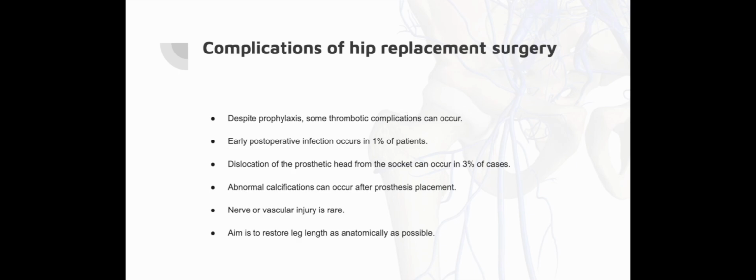Dislocation of the prosthetic head from the socket can occur in up to 3% of cases, particularly in early postoperative phases. Provocative movements like getting up from a deep chair, overextending the hip, or twisting during bed transfer can trigger a dislocation. Repositioning under muscle relaxation or anesthesia is usually successful, and recurrent dislocations may require a protective hip abduction brace.